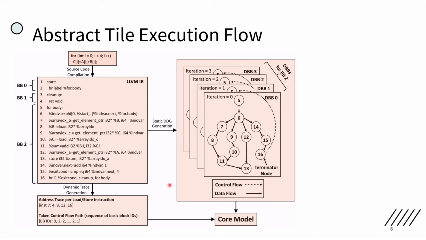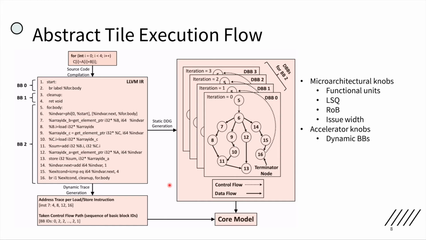The abstract tile model provides the opportunity to configure microarchitectural knobs, like the number of functional units and issue width. It also allows the user to configure accelerator-relevant knobs, such as the number of in-flight dynamic basic blocks, which can be used to explore the effect of provisioning hardware resources for parallel execution of loops.